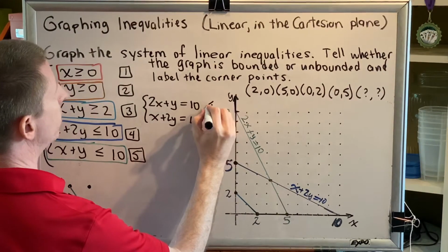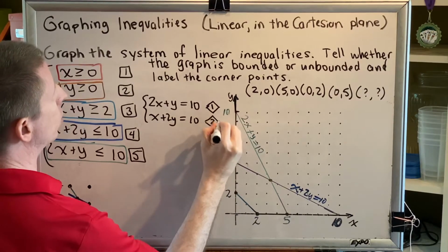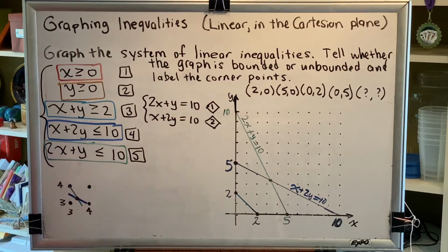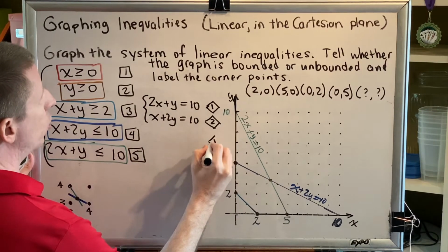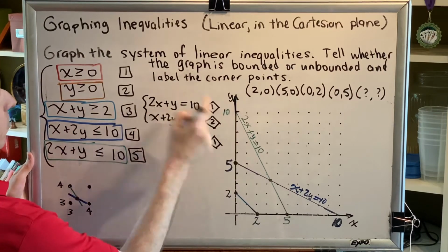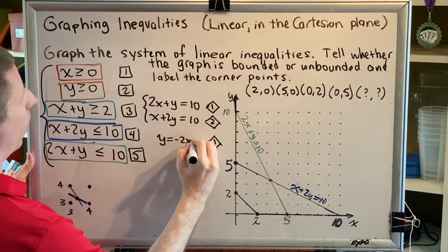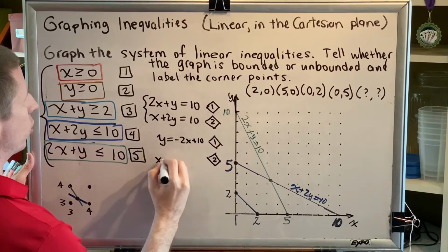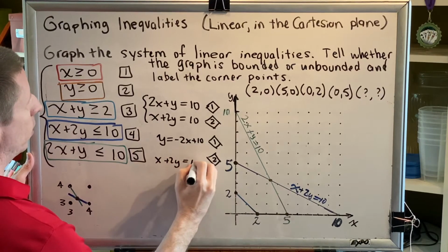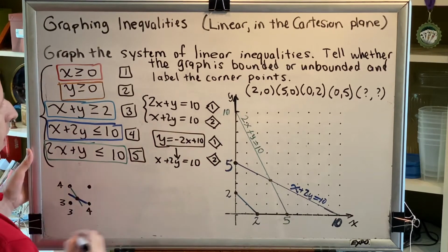I'm going to label this as equation 1, and this as equation 2. We can use substitution or elimination here, but substitution is probably a little bit easier. So let's solve equation 1 for y. I'm going to move this 2x to the other side, so I get y = -2x + 10. Then I'm going to substitute that into equation 2. In equation 2, everywhere I see a y, I'm going to put -2x + 10.